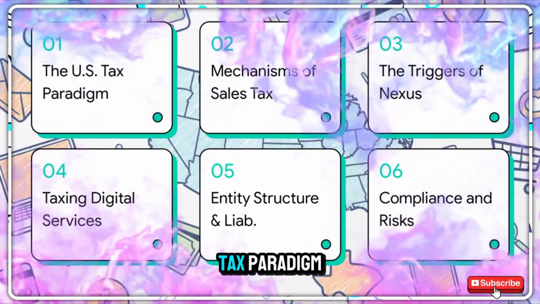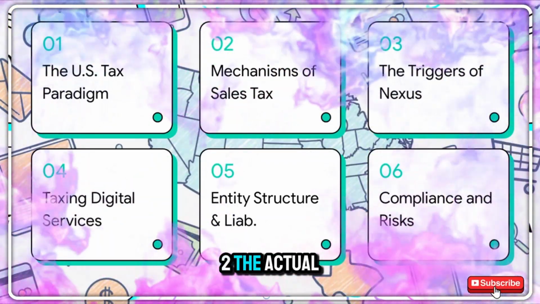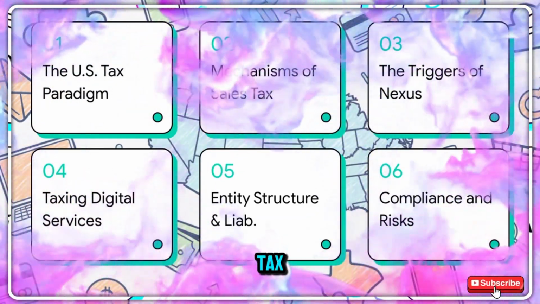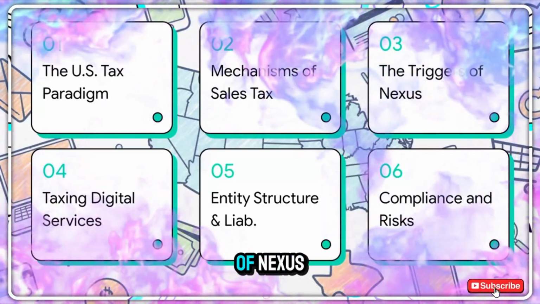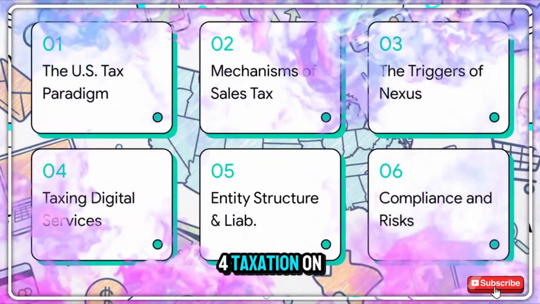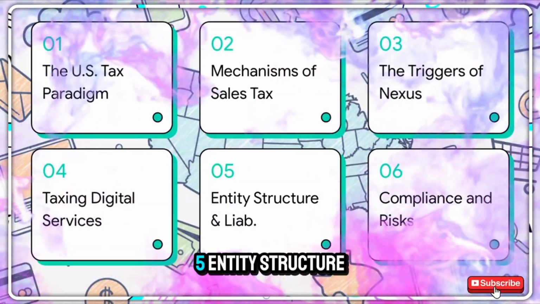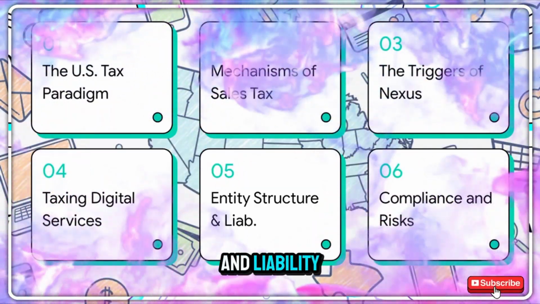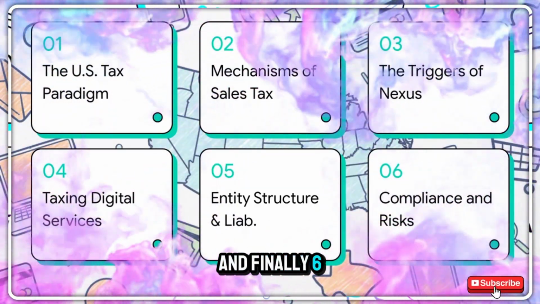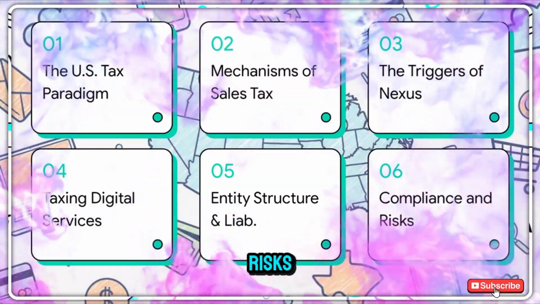1. The U.S. tax paradigm. 2. The actual mechanisms of sales tax. 3. The triggers of Nexus. 4. Taxation on digital services. 5. Entity structure and liability. And finally, 6. Strategic compliance and risks.